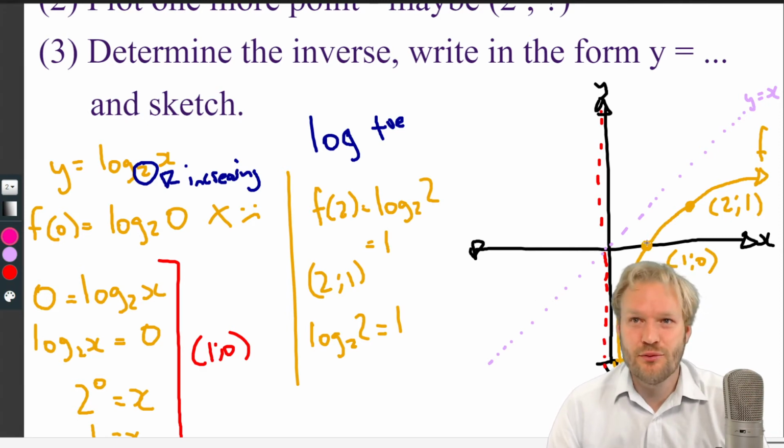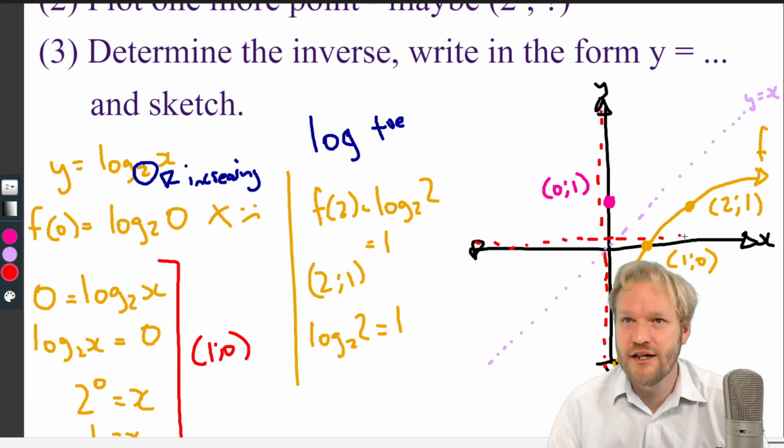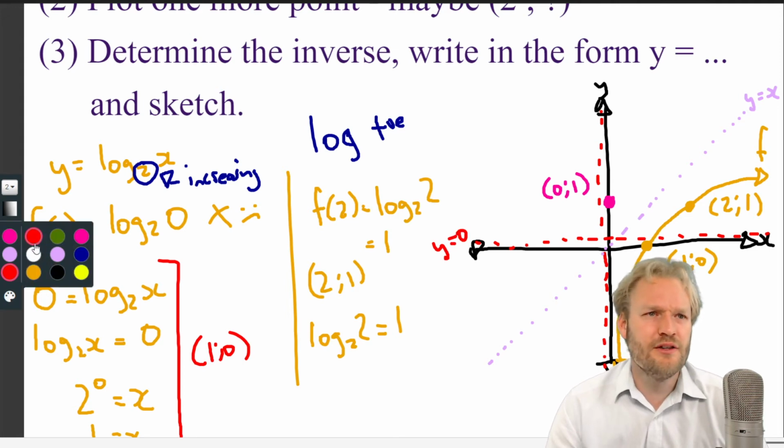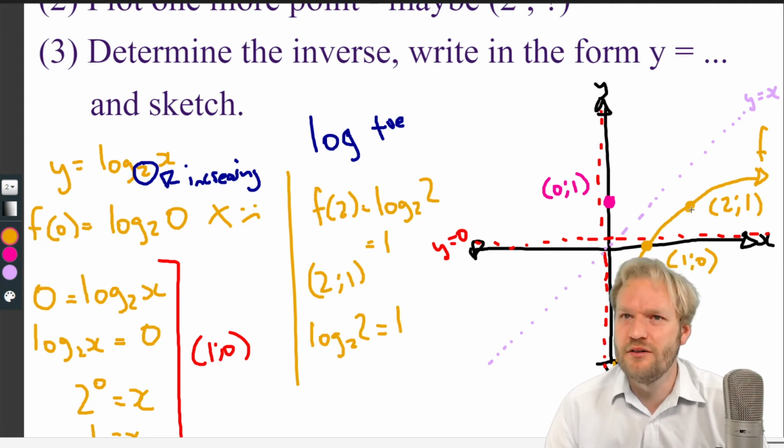So let's take this point. This is our x-intercept. It's going to become our y-intercept. So we've got 0, 1. We had an asymptote at x equals 0. So therefore, we're going to have an asymptote at y equals 0. We had this point over here, 2, 1.